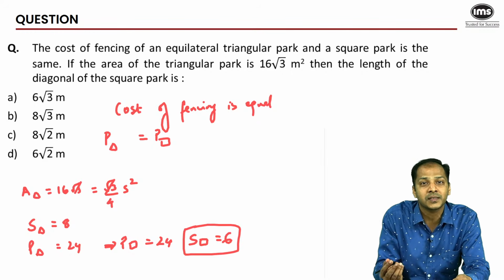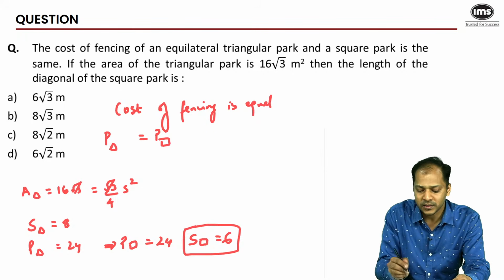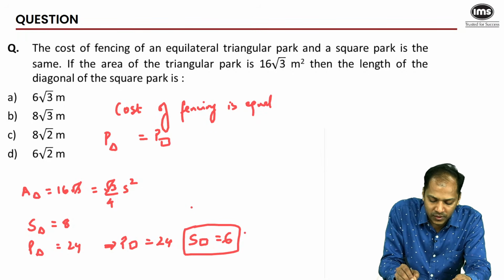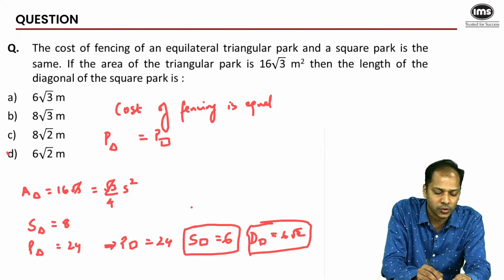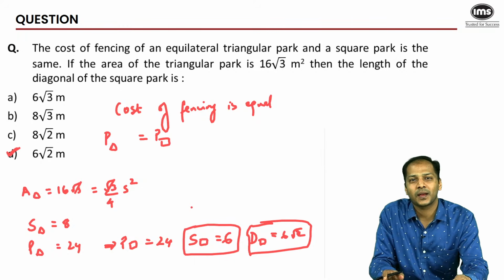So diagonal is root 2 times the side. So therefore diagonal of the square will be equal to 6 root 2. Hence the answer to this question would be 6 root 2, that is option D, right?